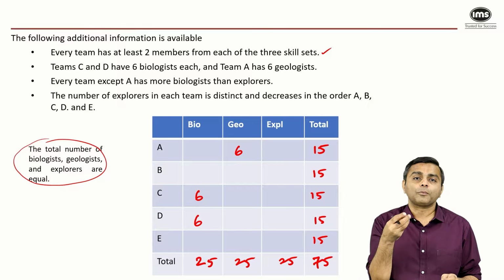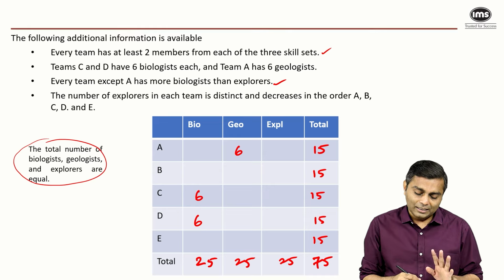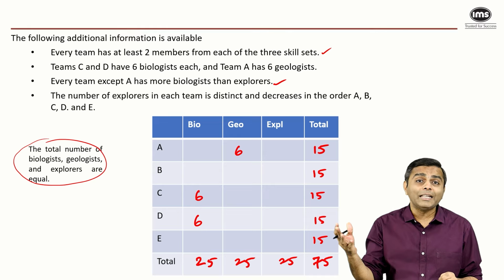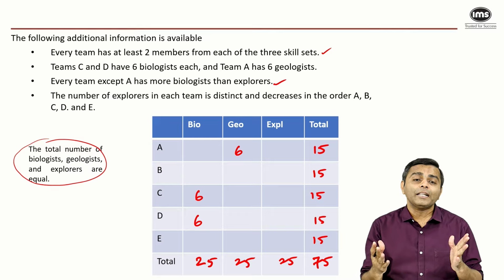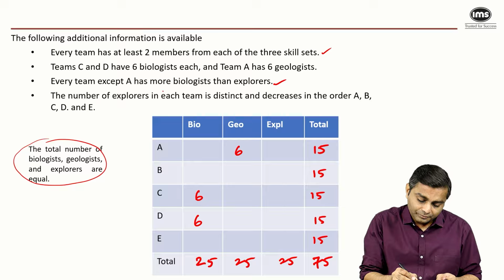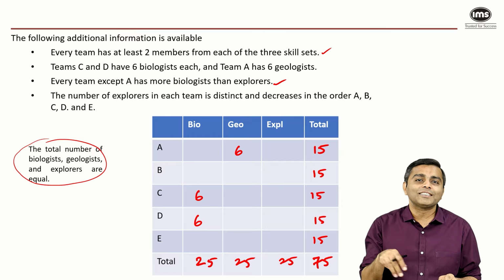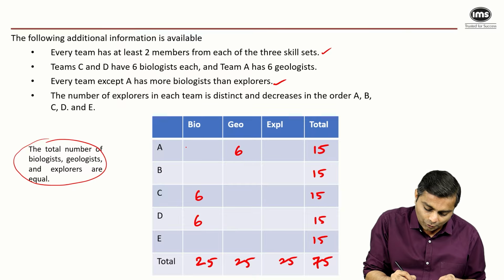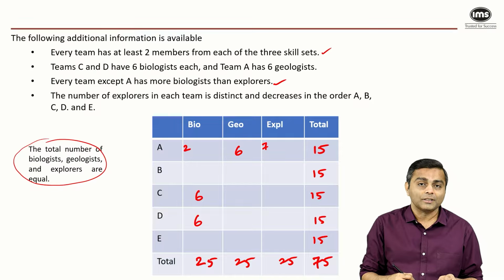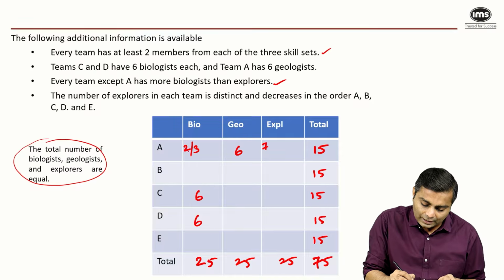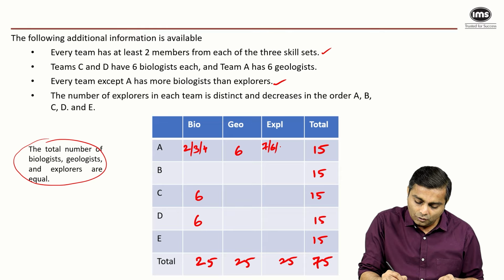So let's first probably start listing down the possibilities of this point. Except A, every team has more biologists than explorers. The total is 15 in A. 6 are geologists, so what is left is 9. 9 has to be split in a way that biologists are not more than explorers. And you know that none of the values in this table can be 1 or 0. So we start with 2. If A has 2 biologists, then it has to have 7 explorers, correct? If A has 3, then this has to be 6. This is 4, this has to be 5.